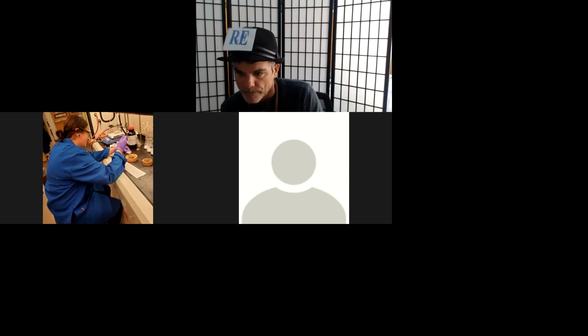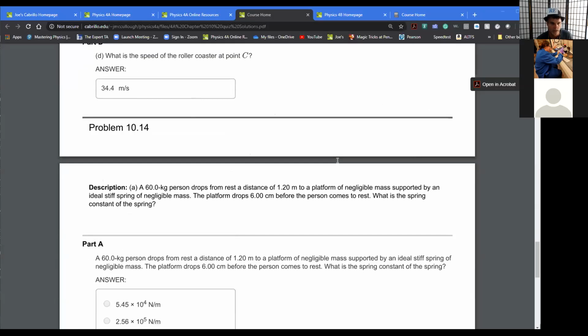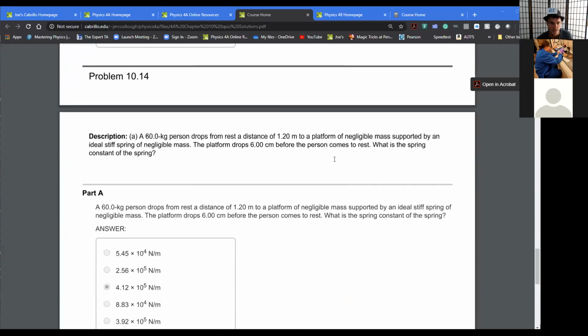Can we go over the last problem in the chapter 10 quiz? Last problem on the chapter 10 quiz. All right, how am I going to access that again? Course home, is that it? Chapter 10 quiz. Am I sharing this one? Can you guys see this? Yes, we can see it.